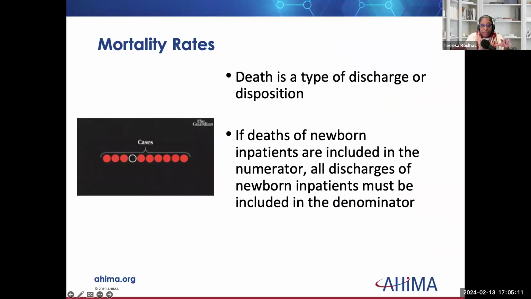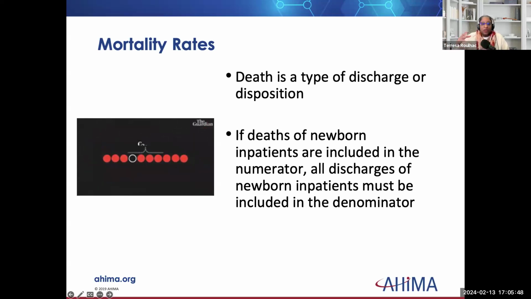Now, by typing yes or no, did you know that death is a type of discharge or disposition in hospitals? So, yes, you knew, or no, you didn't, but I'm curious as to how many of you did know. Go ahead and write, if you are able to type, if you did know that death is a type of discharge that we calculate. Okay, Miss Asha said yes.